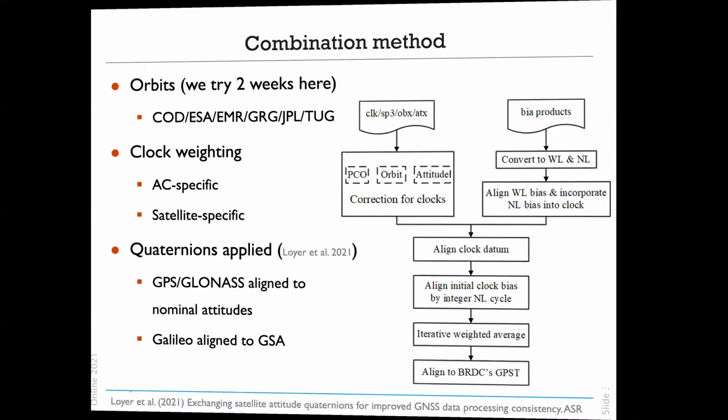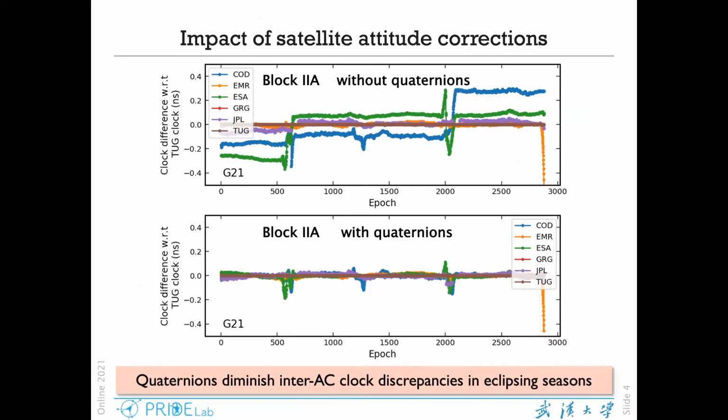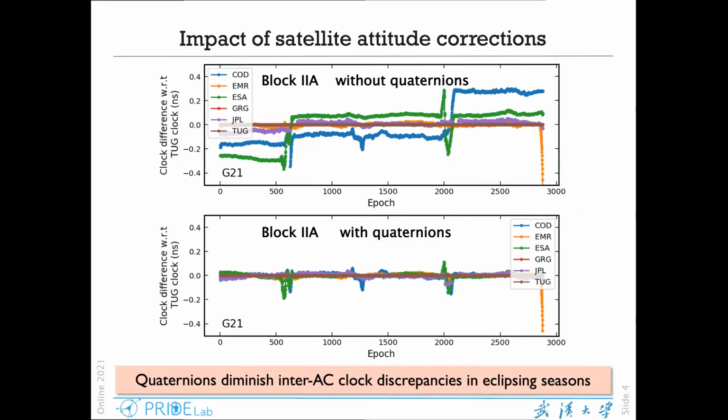The impact of the satellite attitude correction is especially visible for satellites in the eclipsing seasons. We can see there for the Block IIA satellites in the year 2000, if we don't have the quaternions, the different ACs will have different attitudes, and that will cause the clock discrepancy to be so large that we cannot have a very good combination result. But after we apply the quaternions from different ACs, the jumps among the AC specific clocks can be diminished. So this is the direct impact of the attitude correction.